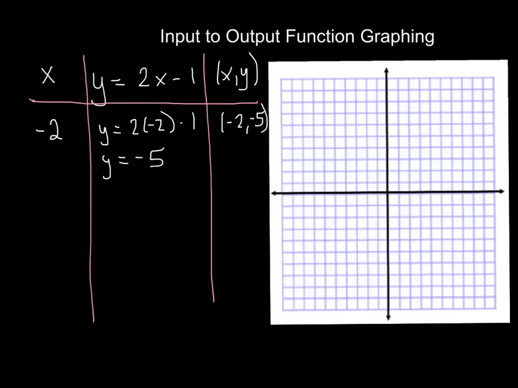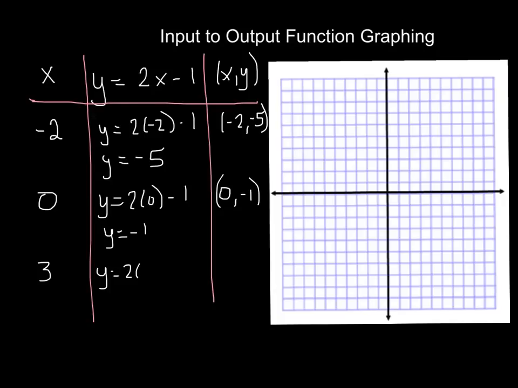And so we want to do another input. Again, I said normally I like to do 0. So if x is 0, we would plug that in. y equals 2 times 0 minus 1. y just equals negative 1, because 2 times 0 is just 0. So now we have the point 0, negative 1. Okay, let's come up with a positive number. Let's try positive 3. Doesn't really matter. So y equals 2 times 3 minus 1, or y equals 5. So now we have the point 3, 5.